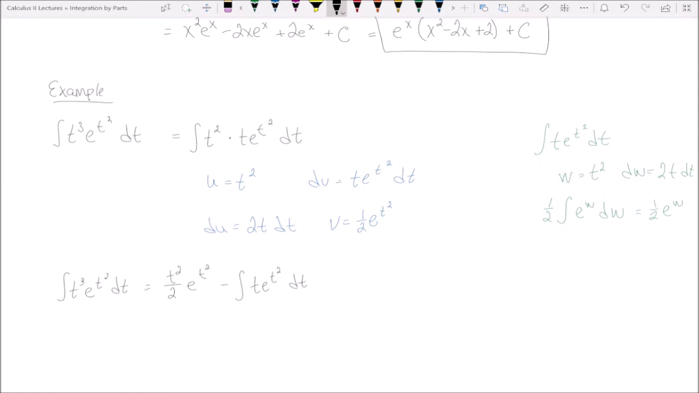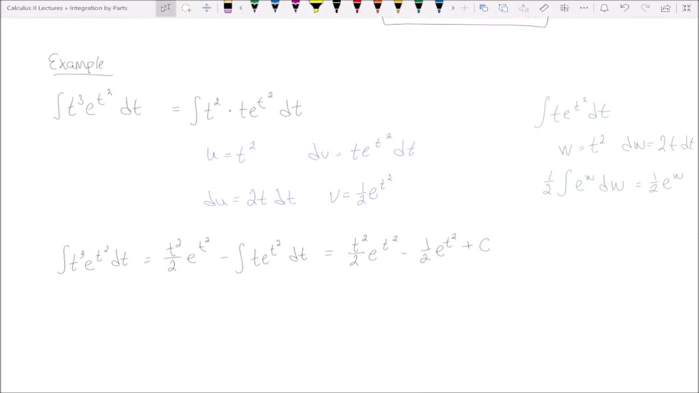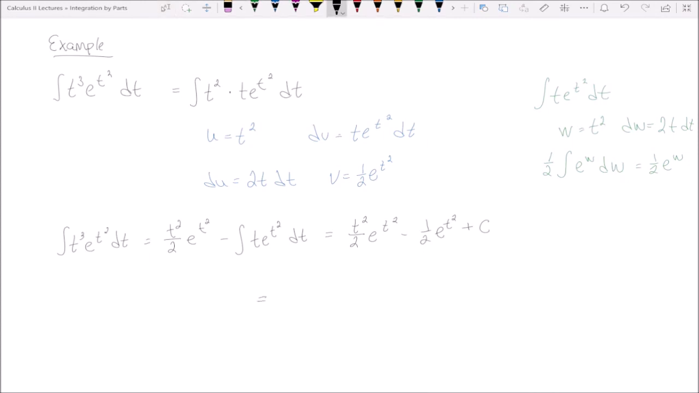Well, there's no need to do integration by parts again, because we just did that antiderivative. It's over in green, right? So this is just now minus 1 half e to the t squared plus a constant. Again, we can factor out a common term. If we wanted to, factor out the e to the t squared over 2 and be left with t squared minus 1 plus our constant.